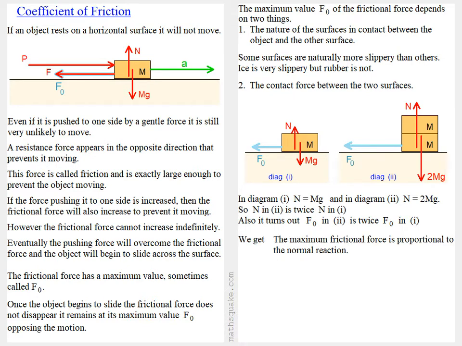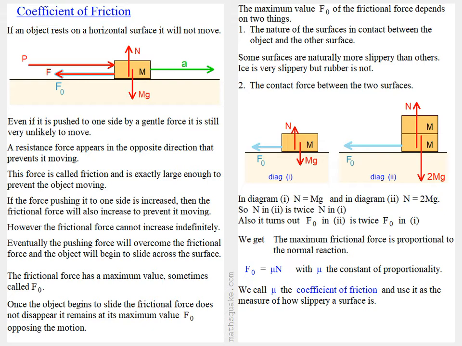So we get the maximum frictional force is proportional to the normal reaction. So we can write F0 is equal to mu N, where mu is the constant of proportionality. Now we call mu the coefficient of friction and use it as a measure of how slippery a surface is. A low value of mu means it's very slippery. A high value of mu means it's not slippery.